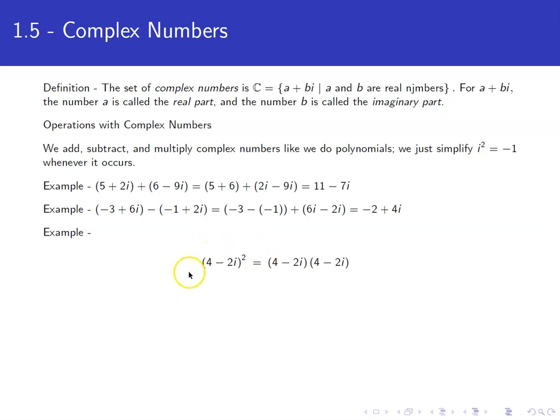For multiplication, let's say we wanted to square 4 minus 2i. Well, squaring means we just multiply the number by itself. If we do FOIL, 4 times 4 is 16, 4 times -2i is -8i, -2i times 4 is -8i, -2i times -2i is a positive 4i squared. We can combine the minus 8i's together to give a minus 16i, and this is what I meant by if we encounter i squared equals -1, we just put it in there. i squared is -1, so instead of 4i squared, we simply have -4. And now 16 minus 4 gives us 12, and we get 12 minus 16i.